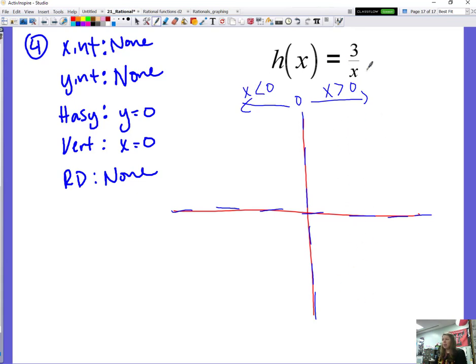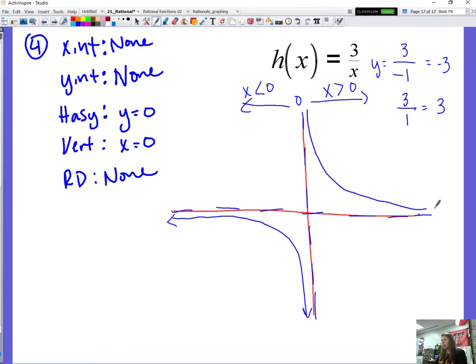So that means we just need to plug in a value. So -1: 3 divided by -1 would be -3. That's in the section where x is less than 0. That's pretty obvious. So that means my h of x value is going to be negative, which means it has to be in this section down here. And then, if x is positive, if I plug in 1, 3 divided by 1 is 3, so all my y values up here are positive, and so that last section of my graph is going to be in this section here.